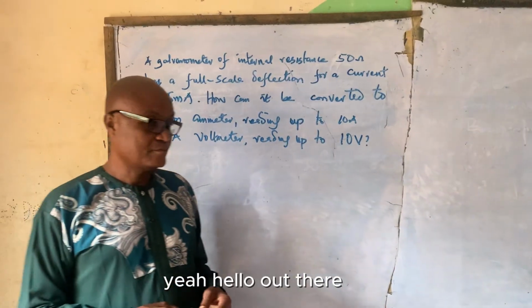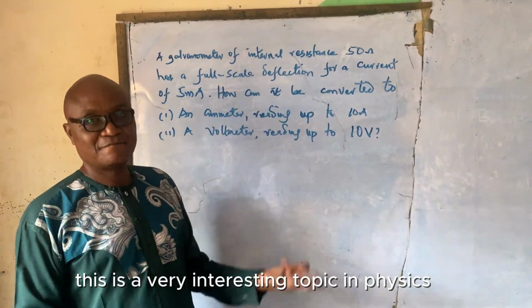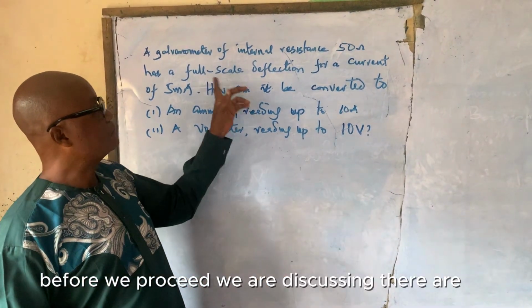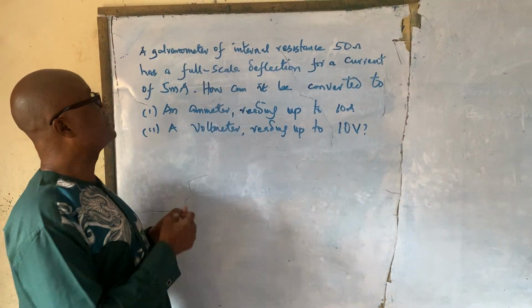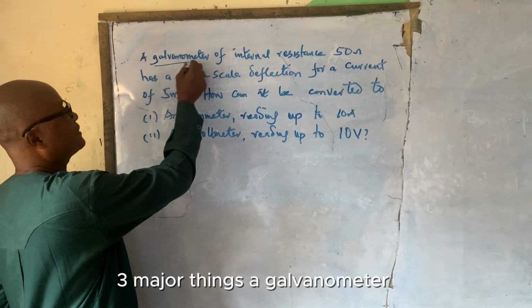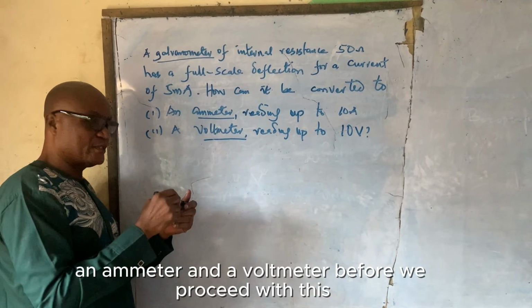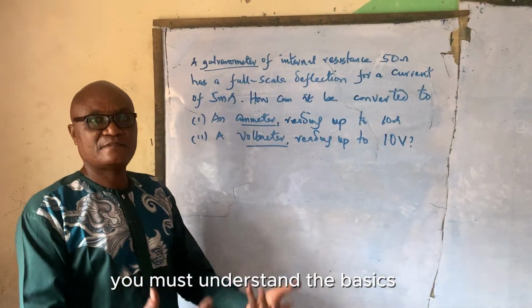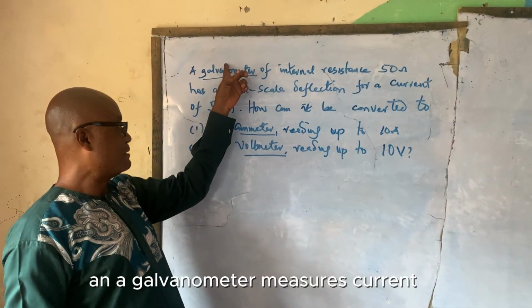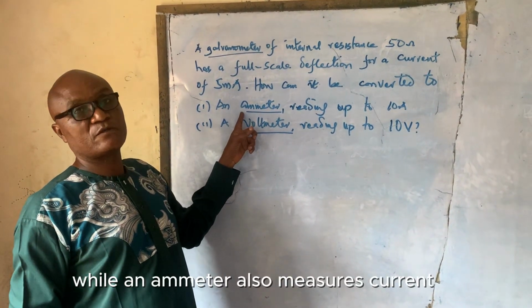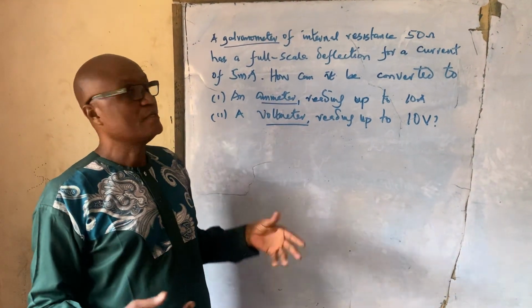Yeah, hello out there. This is a very interesting topic in physics. Before we proceed, we are discussing three major things: a galvanometer, an ammeter, and a voltmeter. Before we proceed with this, you must understand the basics. A galvanometer measures current, while an ammeter also measures current. So what's the difference between them?